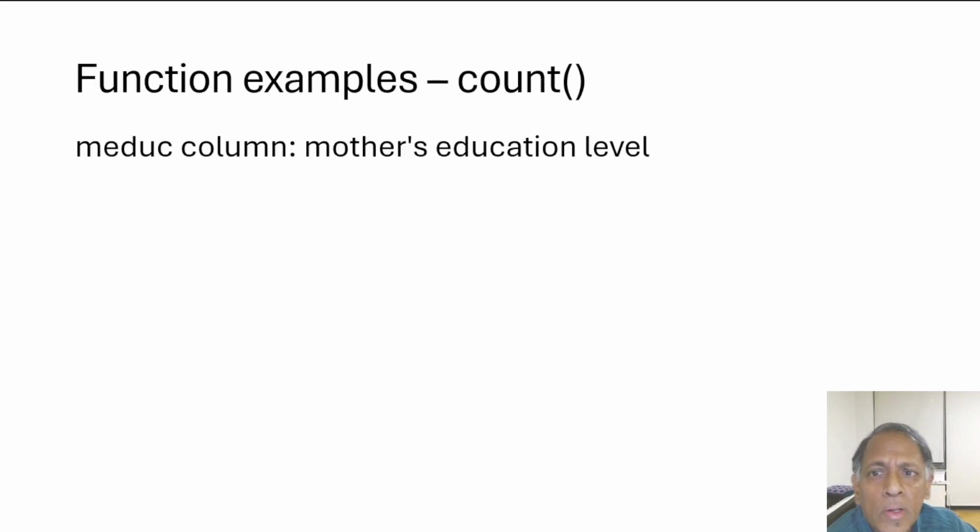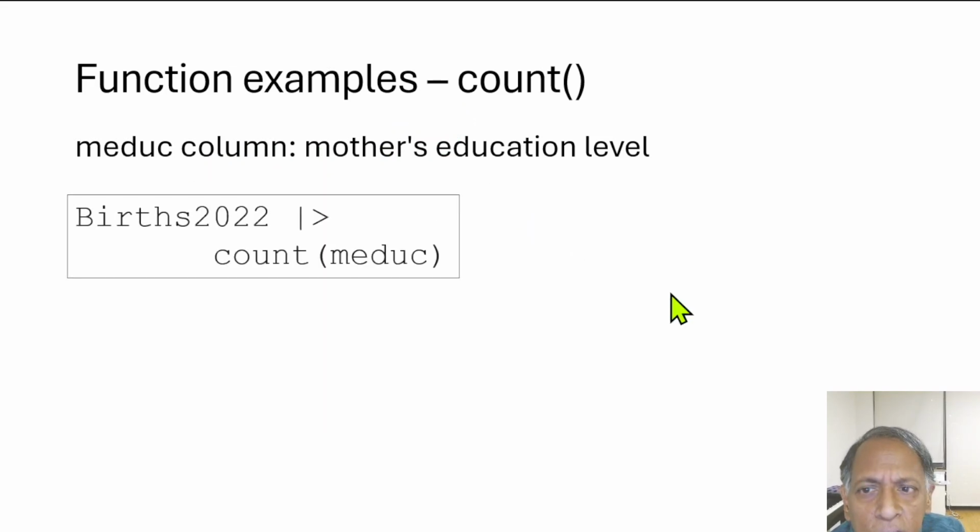Okay, so let's take some example. There is a column called MEDUC in this births 2022 data frame. It tells us the mother's education level. So remember, the births 2022 data frame contains data about all the births that occurred in the year 2022. For every birth, it has information about the child that was born, like weight, height, etc., and also information about the parents of the child. So this column or variable MEDUC tells us the mother's education level.